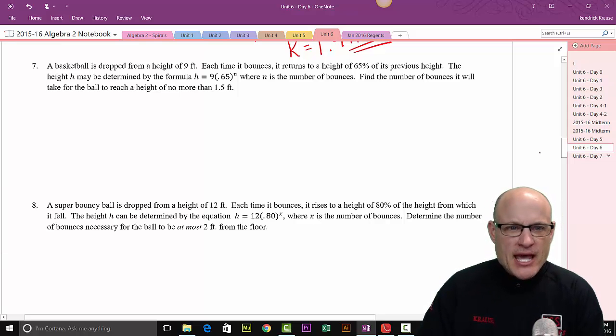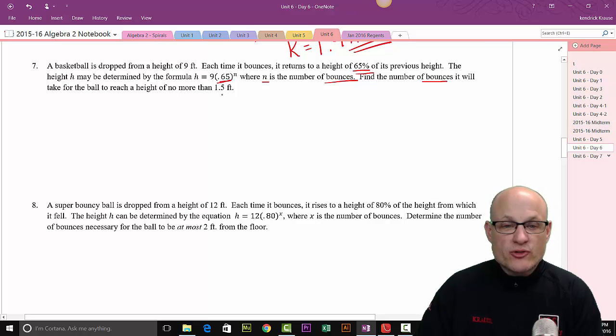Not a good idea. A basketball is dropped from a height of 9 feet. Each time it bounces, it returns 65% of its previous amount. That's why this is 65%. That's the depreciated amount, where n is the number of bounces. Find the number of bounces it will take for the ball to reach no more than 1.5 feet. So this is our ending amount. 9 is our starting amount.